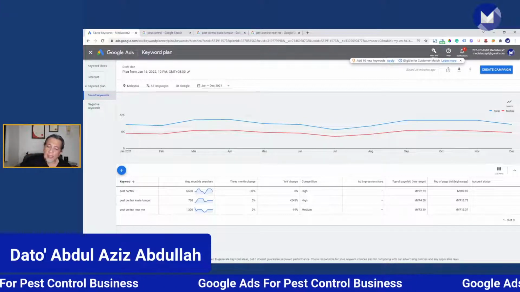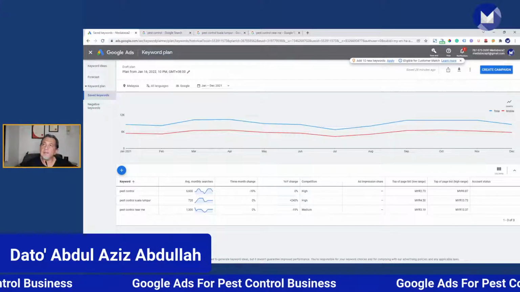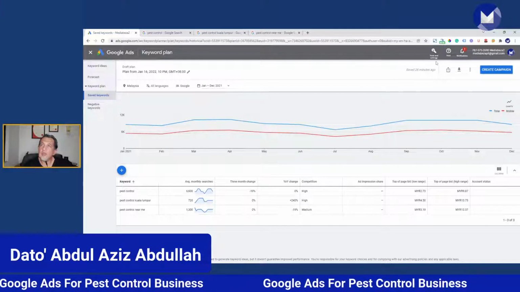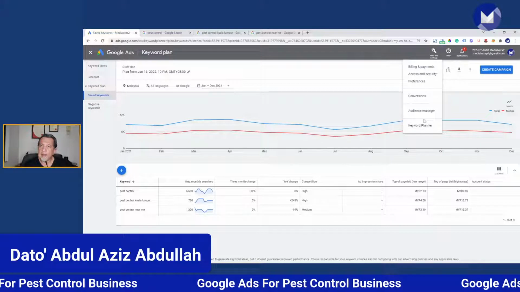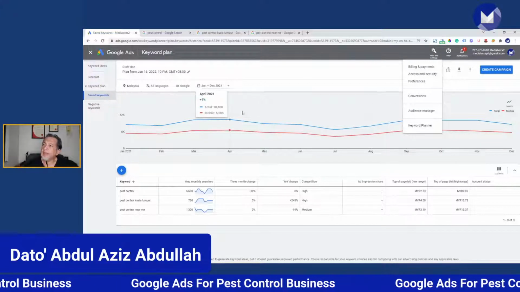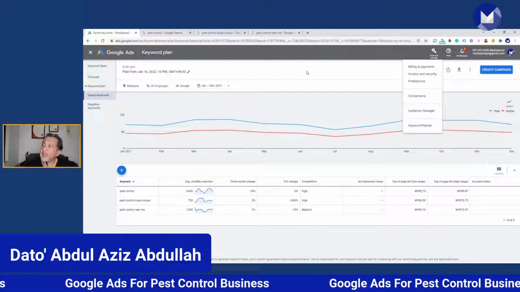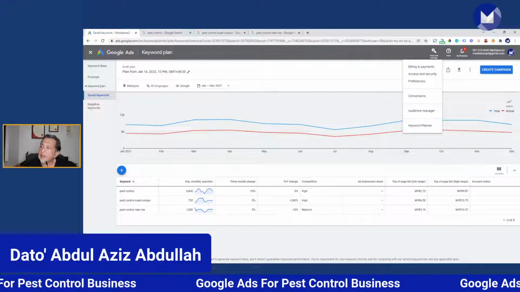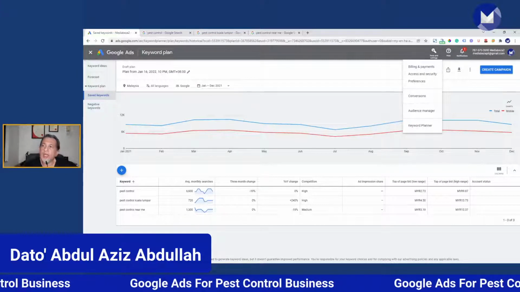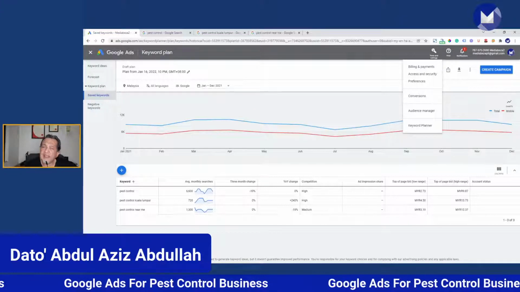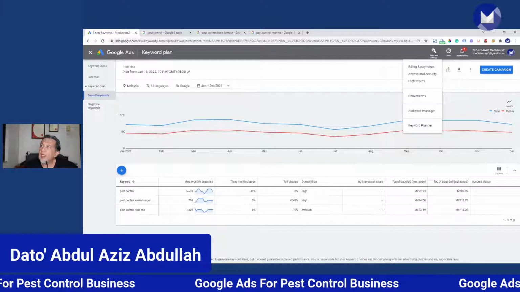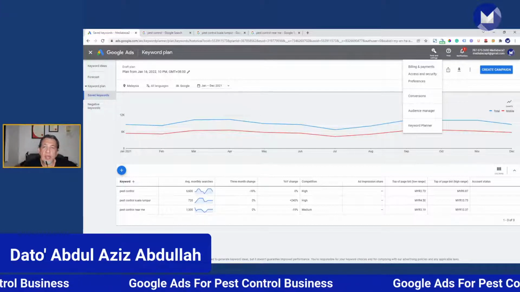So what I did now, I'm using the tools. I'm using the keyword planner, where what I'm doing now is checking basically three main keywords related to pest control, and I want to see what sort of searches there are in Google for a period of 1 month.